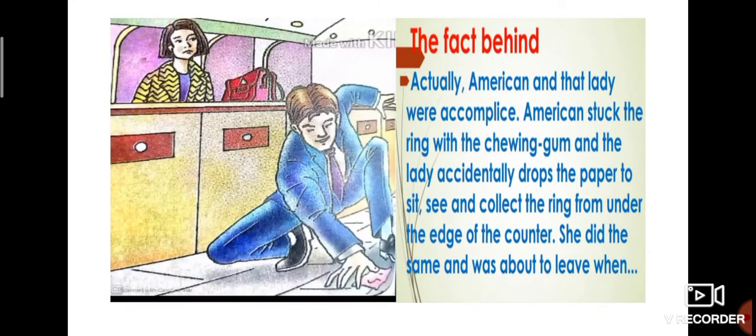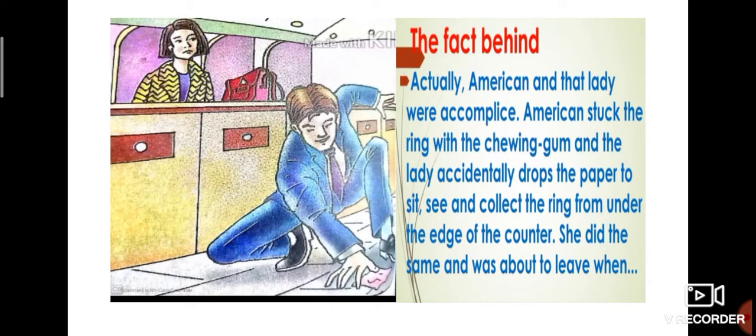Then, what is the fact behind the story? Actually, the American and that lady were accomplices. Accomplice means they were friends, they were together. The American stuck the ring with a chewing gum, and the lady accidentally dropped the paper to sight, see and collect the ring from under the edge of the counter.